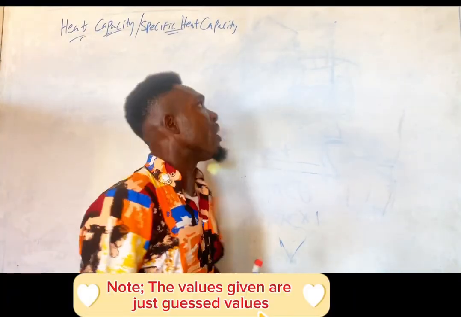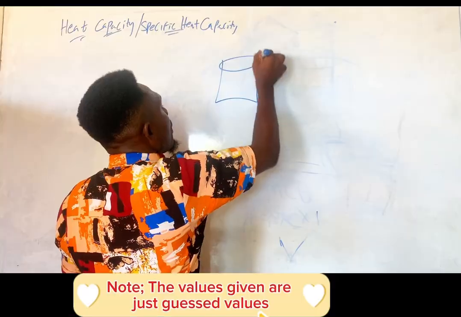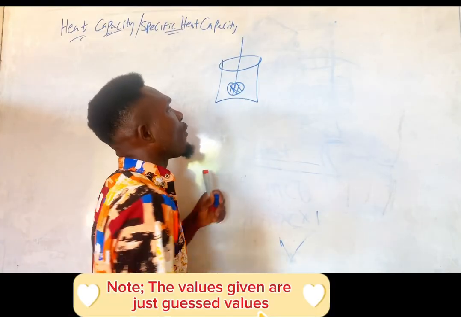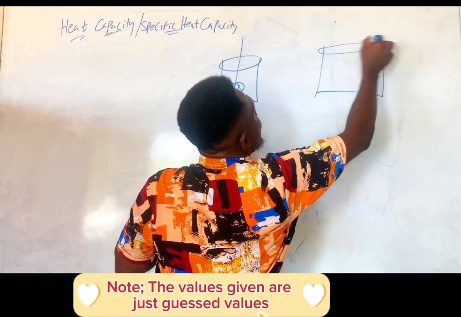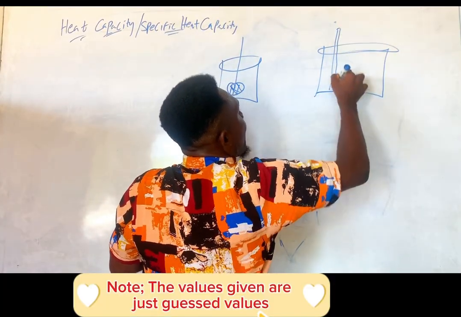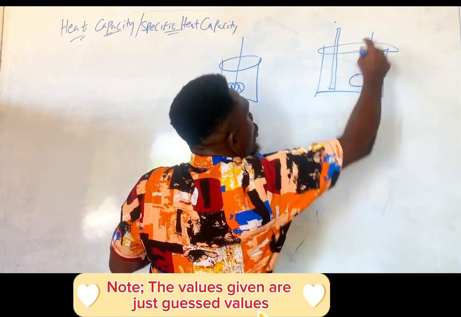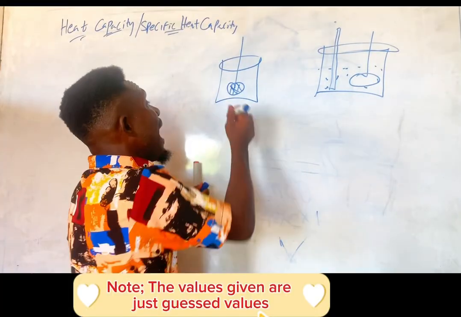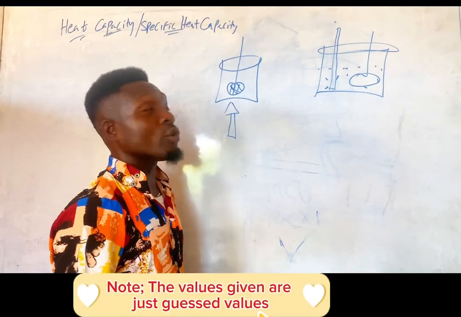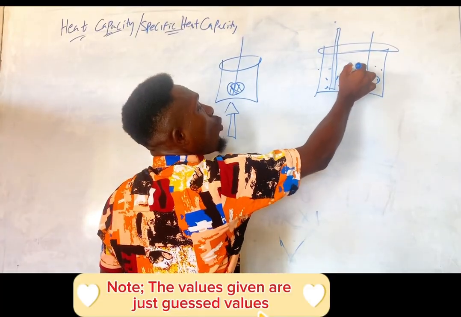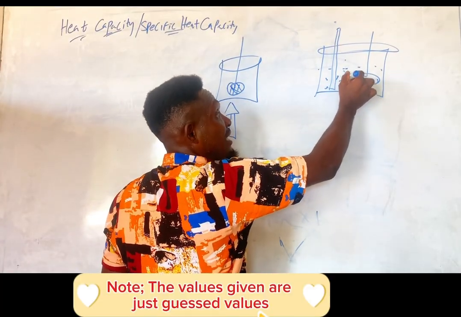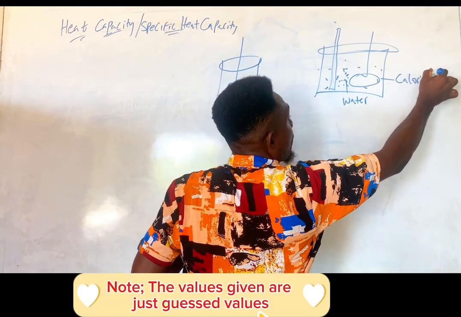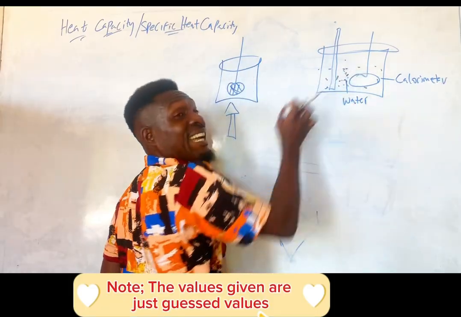For the case of the mixture method, we get a container, and this is what we want to determine the specific heat capacity of. Let's say this is the copper. We will have what we call a calorimeter, where we have our thermometer inside and we have a stirrer inside, which is used to stir whatever is inside of it. Now, we are heating this to a particular temperature. This is my calorimeter, and this is my water inside the calorimeter.